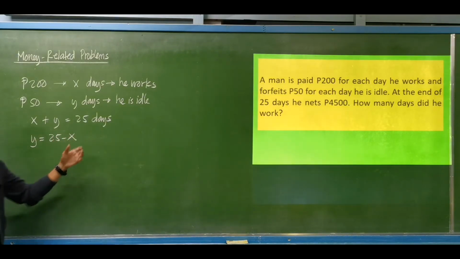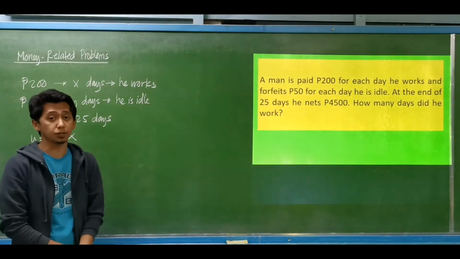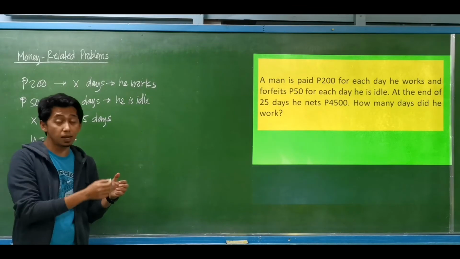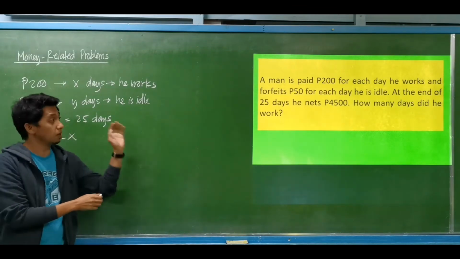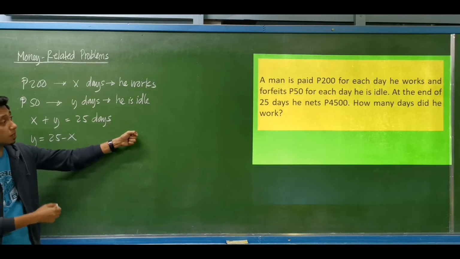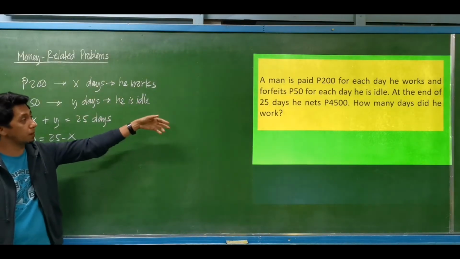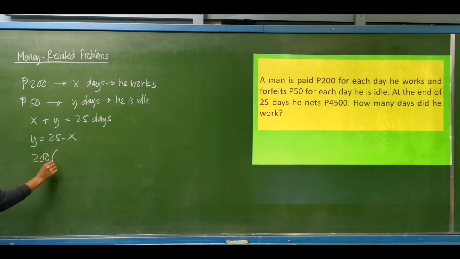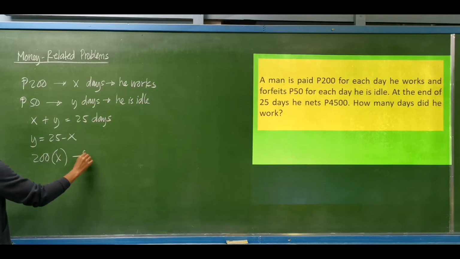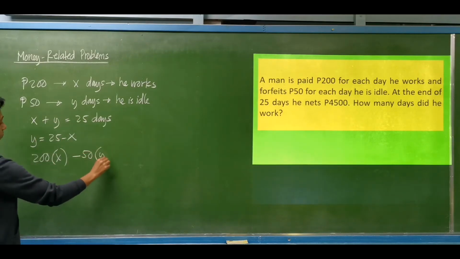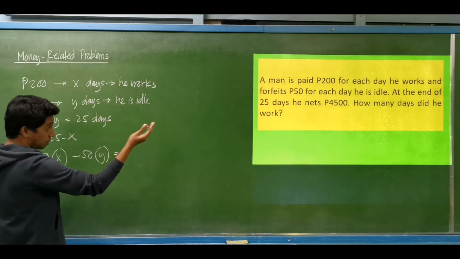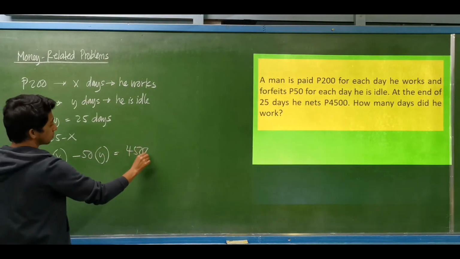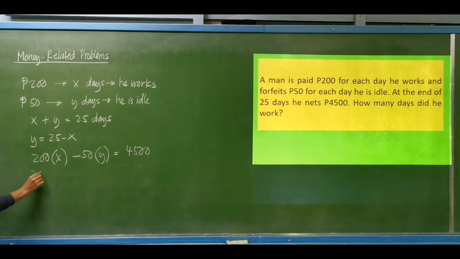Since the net income is given as 4,500, all we have to do is sum up his income on the days he works, and less 50 pesos times the number of days that he is idle. So we have 200 multiplied by the number of days that he works, X, then forfeits, which means we subtract 50 multiplied by the number of days that he is idle, and he will receive a net value of 4,500. So this is 200 multiplied by X minus 50.